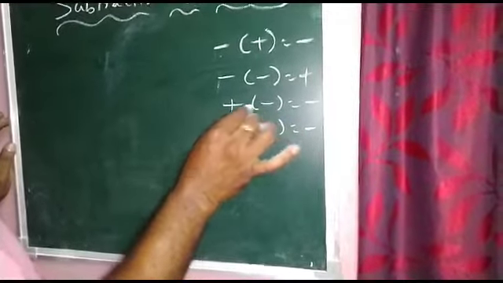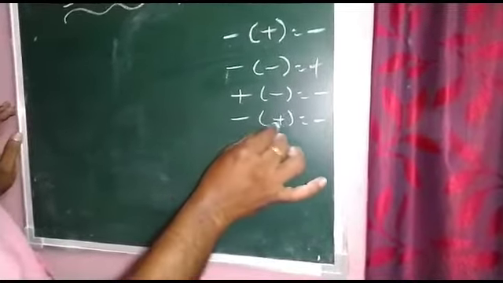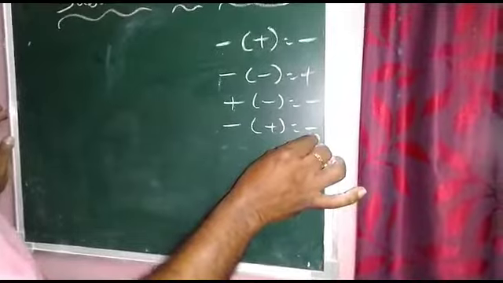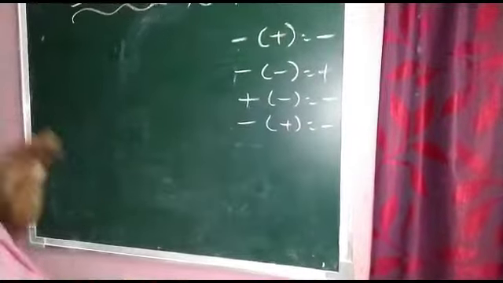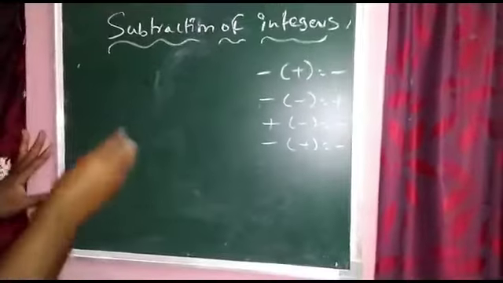Plus into minus, that value is a minus. Minus into plus, that value is equal to minus. These formulas you learn, they are very easy to learn for subtraction. One example I will show to you.